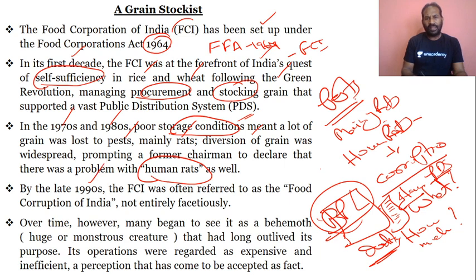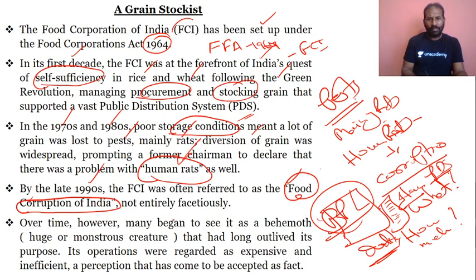And in the late 1990s, FCI was often referred to not as Food Corporation of India, but Food Corruption of India. Look at the way the FCI has turned, or changed itself, because of the corruption, because of the human rats. The FCI was often referred to not as Food Corporation of India, but Food Corruption of India.